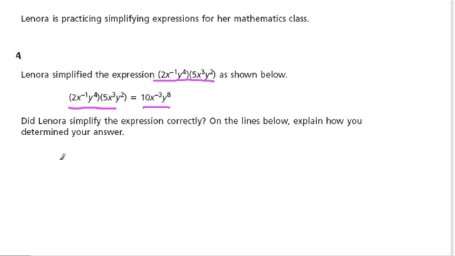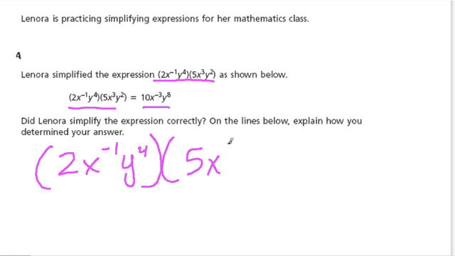Okay, so I'm going to rewrite this expression. 2x to the negative 1 times y to the fourth, all of that times 5x to the third, y to the second. And instead of looking at her answer, I'm going to solve it for myself and then compare. When we have two terms like this, we are multiplying, it's easiest to just multiply corresponding or similar terms.